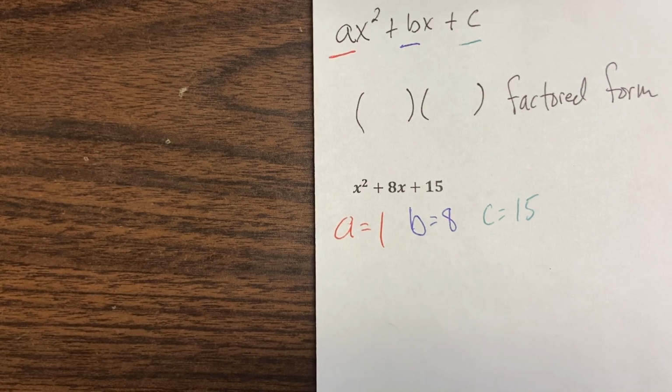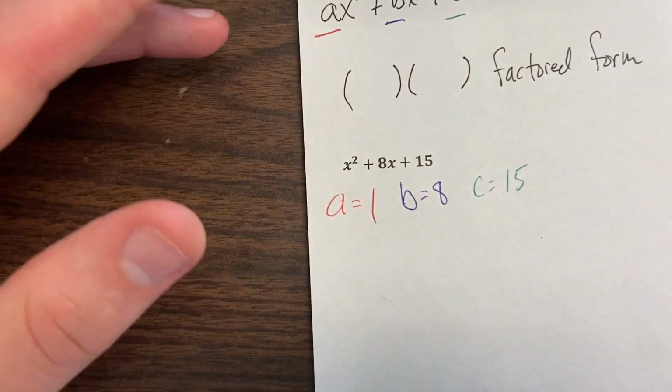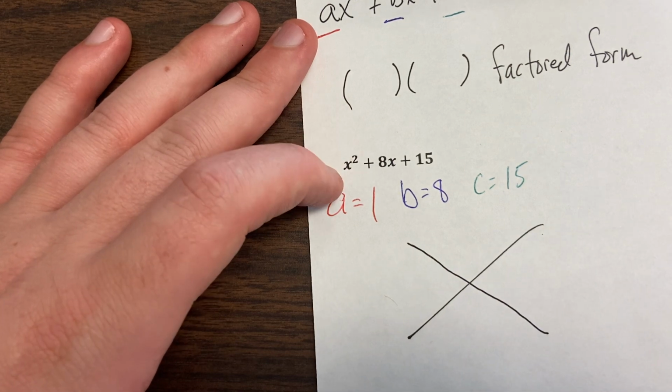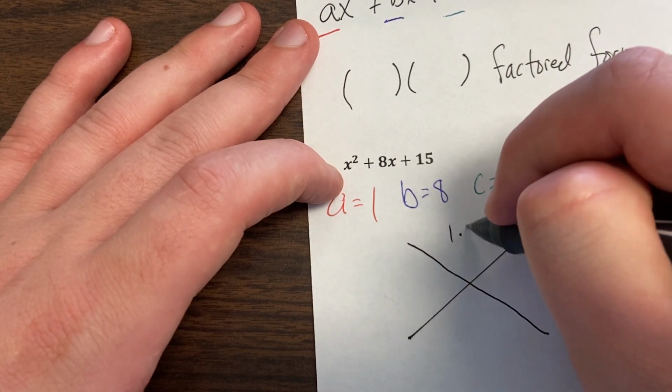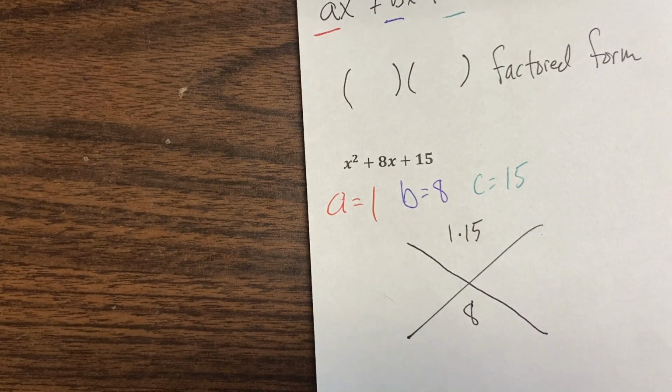Okay, you don't have to do this for every single one, but just until we get the hang of it, it might help you to go ahead and write those out. So now we need to use our diamond. Remember, on top of the diamond is A times C, so 1 times 15. And on the bottom of the diamond is an 8.